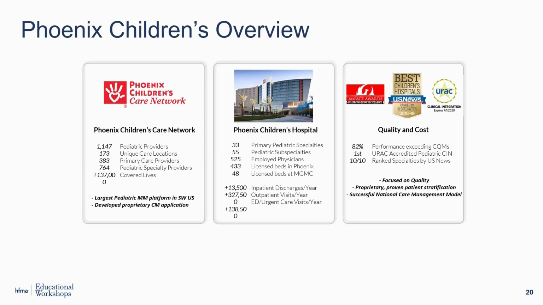Our main campus is a 433-bed pediatric hospital located in Phoenix, Arizona. We have approximately 525 employed physicians with 33 primary pediatric specialties and 55 pediatric subspecialties. We provide more than 13,000 inpatient, 327,000 outpatient, and 138,000 emergency and urgent care visits each year. Our hospital and clinically integrated network have been recognized for cost efficiency and quality, including being recognized by U.S. News and World Report as one of the best children's hospitals in the country.